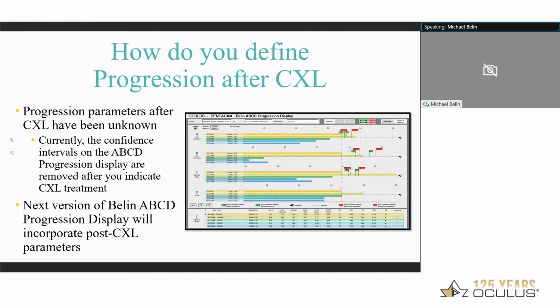So I mentioned right in the beginning that if you define that a treatment's been done, and again, we're talking about treatment, really cross-linking, all the confidence intervals after treatment will drop out. And that's because progression parameters after cross-linking have been unknown. As I said, currently the confidence intervals will be removed once you've indicated a cross-linking treatment. The next version of the ABCD will incorporate post-cross-linking parameters.